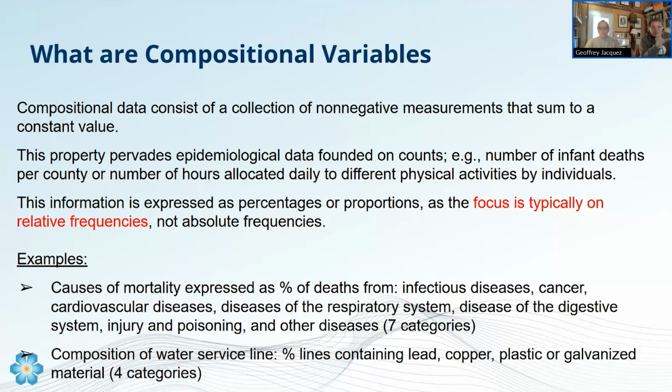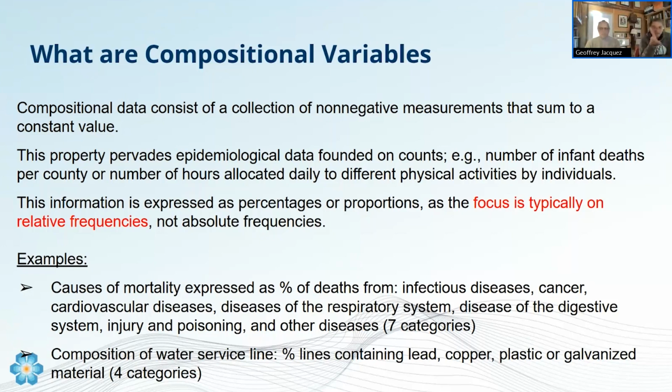Right. And so we experience this type of data a lot because a lot of our studies in the field of epidemiology are based on counts. Could be number of infant deaths per county, could be even number of hours for different physical activities. And so this information is expressed as percentages or proportions. And the focus is typically on the relative frequency, not the absolute frequency. So we want to compare the different groups.